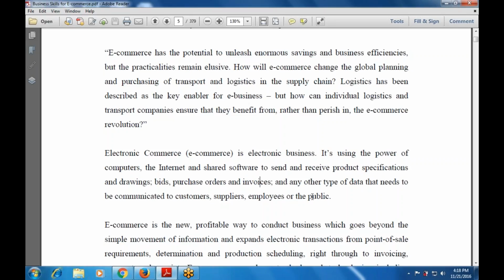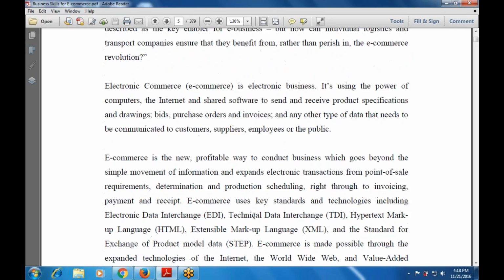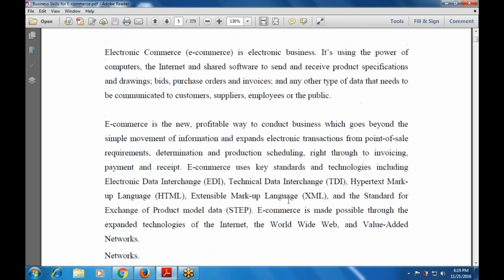E-commerce is a new profitable way to conduct business which goes beyond the simple movement of information and also expands electronic transactions beyond the point of sale requirement, that is, how to use the post transaction, how to determine the right content to use with the receipt, with EDI (electronic data interchange), TDI (technical data interchange), hypertext markup language, and extensible markup language.